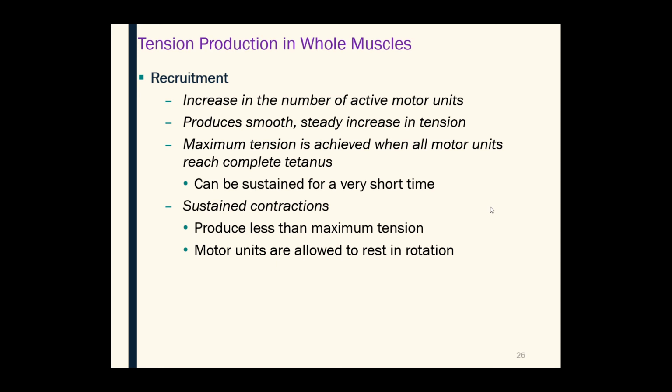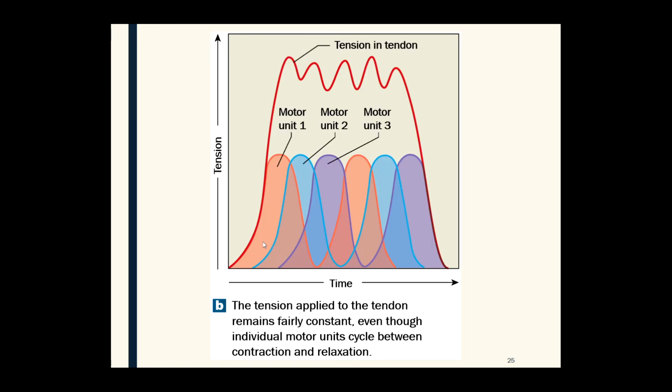Now, you can get maximum tension in your muscle when you recruit all of the motor units. So all of your motor units are causing the muscle fibers to be in complete tetanus. When you have that, you can only sustain that for a very short period of time. More prolonged, sustained contractions don't produce maximum tension, and we see that the motor units are allowed to rest in rotation. That was my example over here, right? So say you're doing a sustained contraction, right?